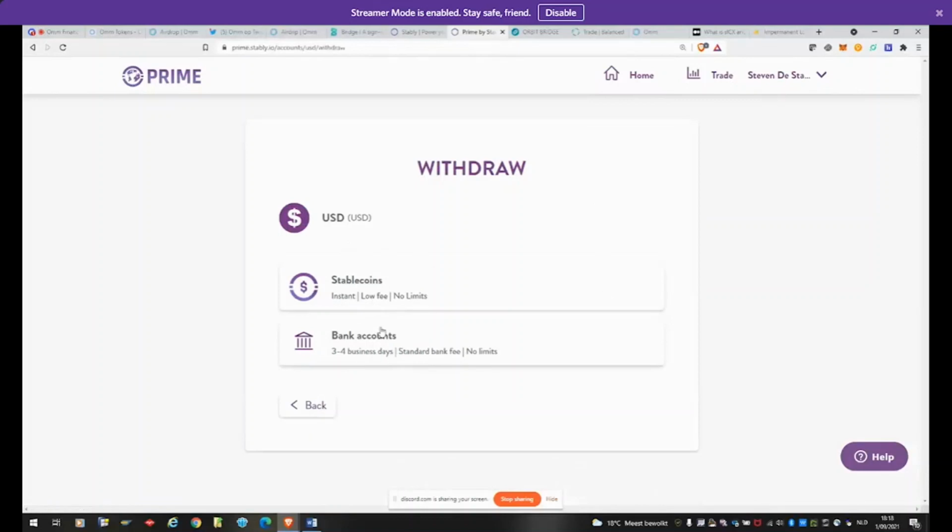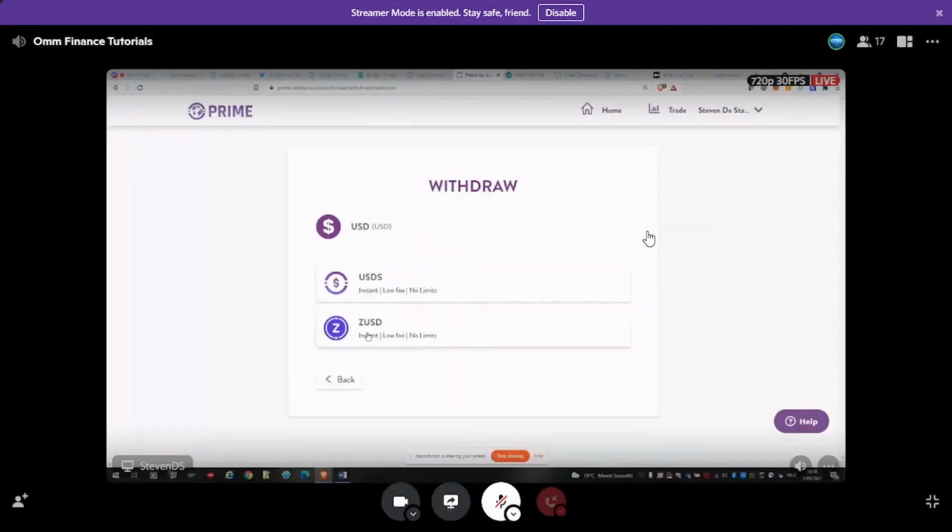Here you have two options: stablecoins and bank accounts. Bank accounts is if you want to do the reverse option. If you have deposited it back in here and you want to bring it back to your bank account, then you choose bank account, of course. Now we are trying to mint on chain, so then you press this.